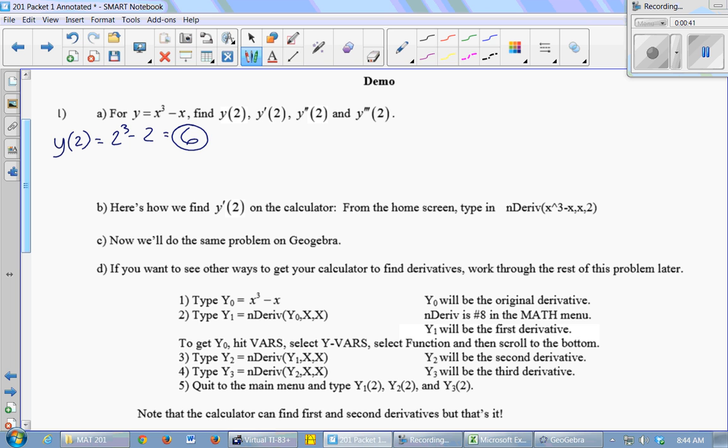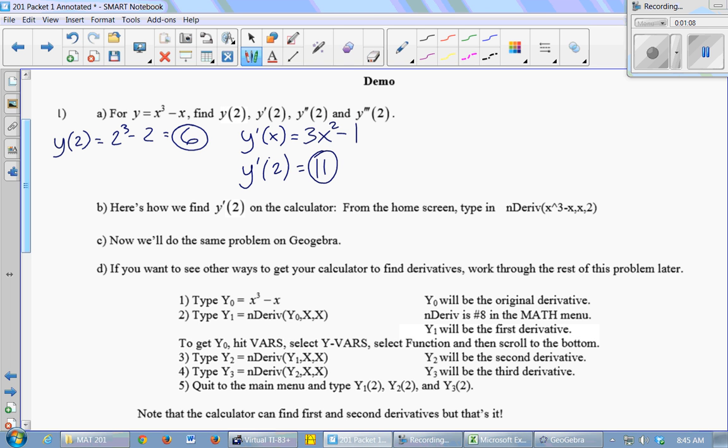So if I want to know y prime of 2, I have to have a formula for y prime of x. So what is y prime of x equal to? 3x squared minus what? 1. All right, then we plug a 2 into that. So we have y prime of 2 is going to be 2 squared is 4 times 3 is 12 minus 1 is 11.